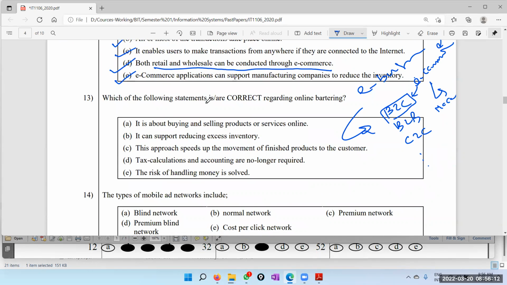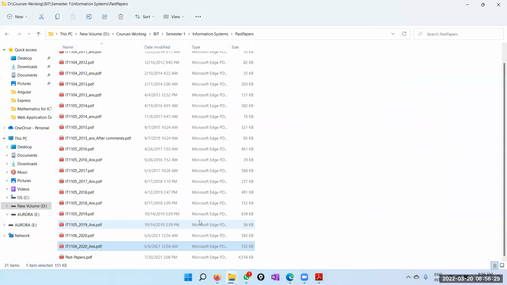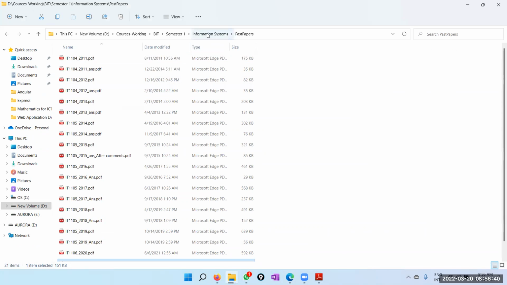Which of the following statements is correct regarding online bartering? This is something we discussed as a new trend, right? Bartering. Where did we discuss that? Rather than using money, I think this is something that we are going to do more and more in the future in Sri Lanka because the money's value is now losing.